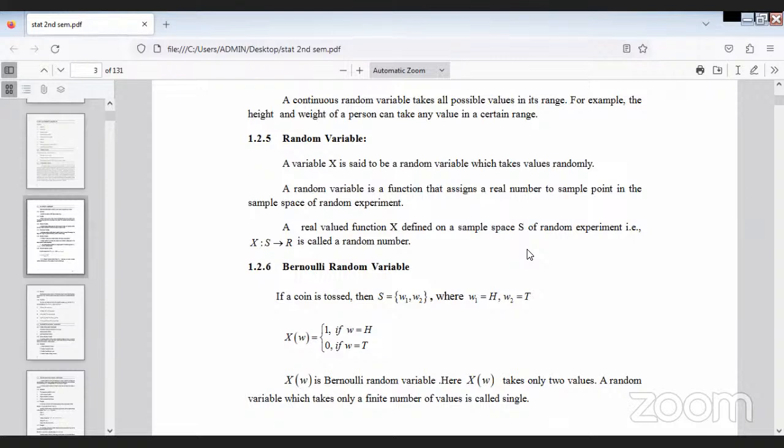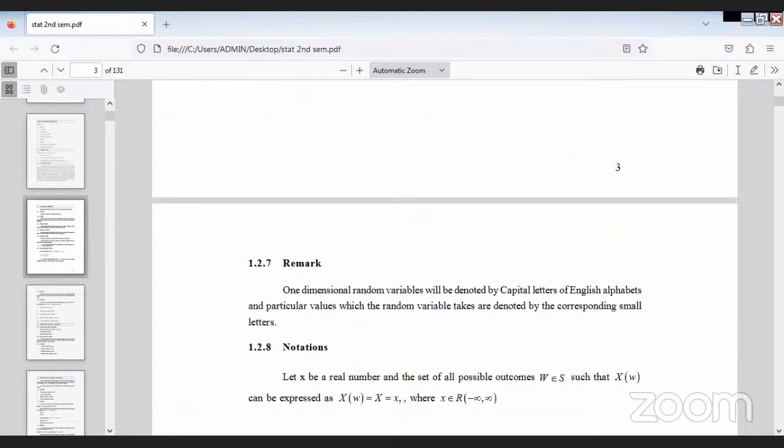You write the definition: define the Bernoulli random variable. Suppose they will ask, so you have to tell here the coin is tossed and S is equal to w1, w2. Even though, for a Bernoulli random variable we can take only two values, then we can discuss it as a Bernoulli random variable. You have to tell that.